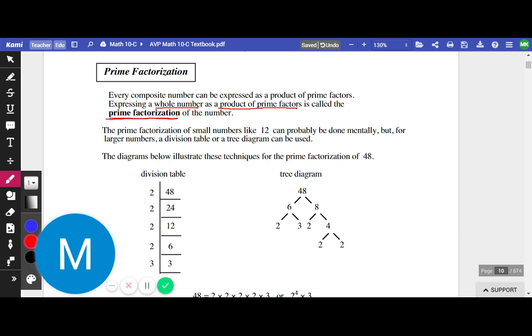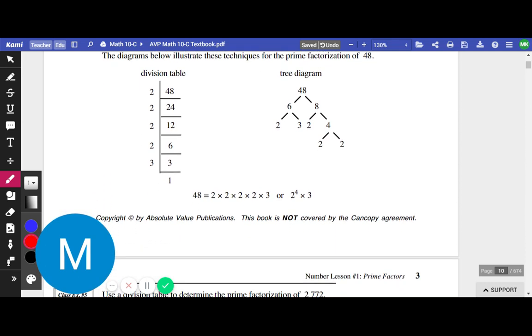There are 2 methods to doing this. There's a division table and there's a tree diagram. Most people end up preferring the tree diagram. I think it's just because they like the way that it looks and it kind of makes sense to them. Okay, I'll show you both ways. It's your choice which way you want to do. We'll look at a division table first. In both cases, they've asked you to prime factorize the number 48.